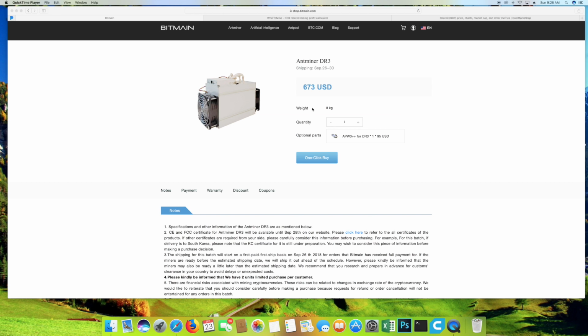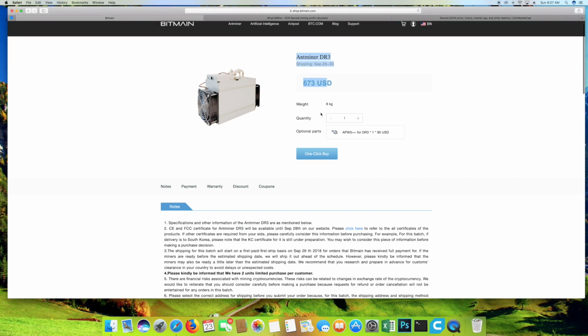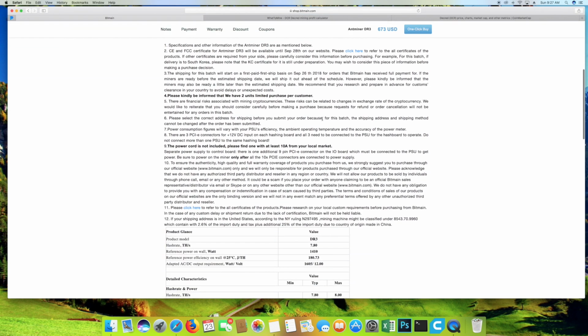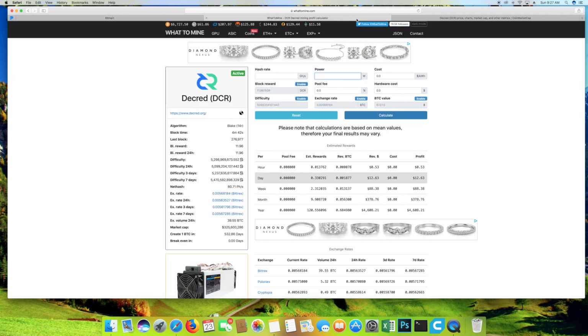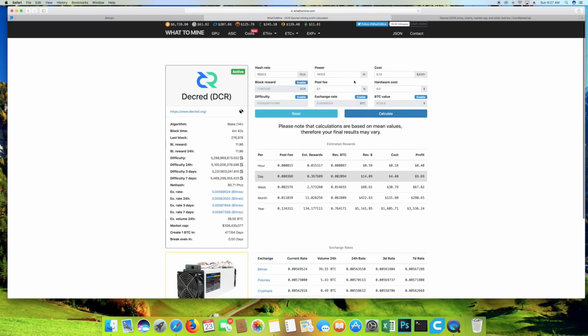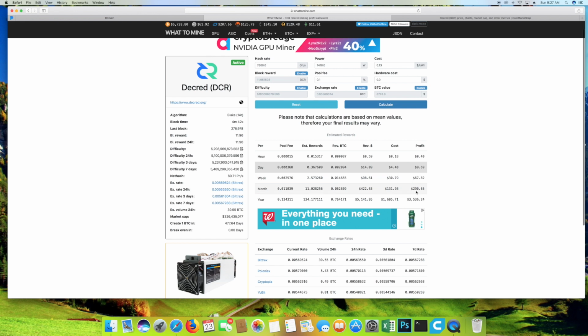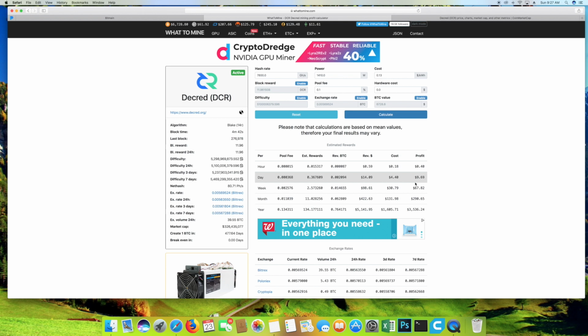So if we're looking at the whole unit at about $1,000 with shipping, at 7.8 terahash and 1410 watt draw, let's see if it really is profitable at all. So let's go to whattomine.com and use the Decred page. 7,800 is going to be our gigahash, because 7.8 terahash is 7,800 gigahash. It's going to be using 1,410 watts at the wall. Now, my electricity cost is 13 cents. And let's put a pool fee of 0.1. So our profit on this machine monthly is $290 with the electricity cost taken out.